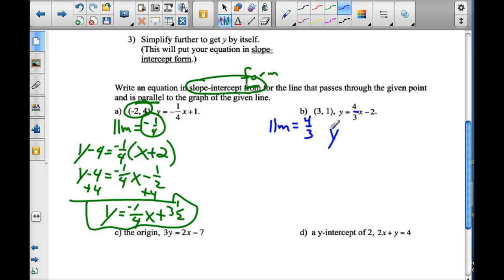y minus 1 equals 4/3 times the quantity of (x minus 3). Genius. Wait, but what about the minus 2? Okay, great question, guys. Bobby noticed in the original equation we got a -2. What does that have to do with our new line? Nothing. Because the new line that we're trying to write, Bob, is parallel to that one. We don't care where that one is. We only care about the slope of that line. So the -2 has nothing to do with this. Back on that first one, Bob, the +1 had nothing to do with it. We're only concerned about the slope.